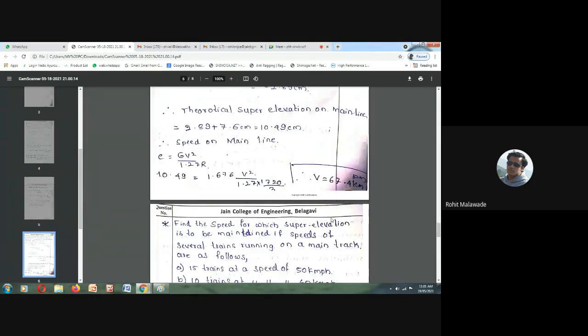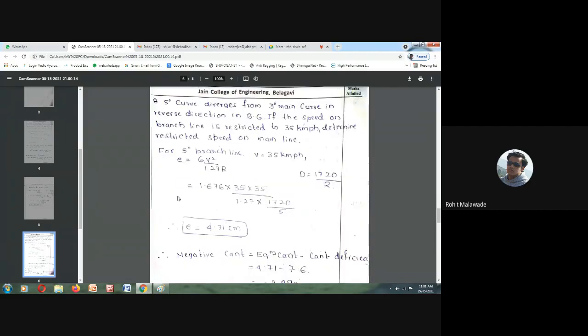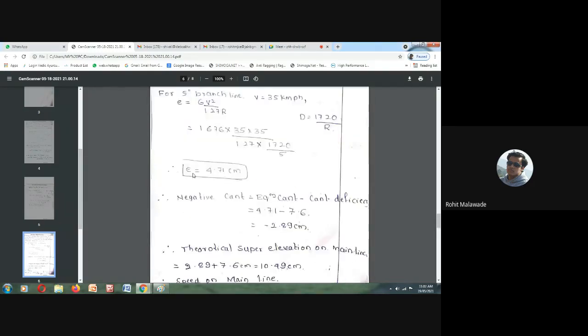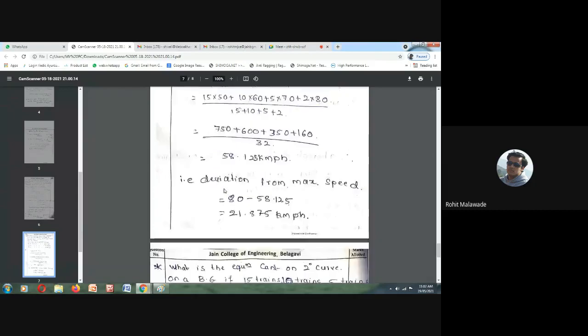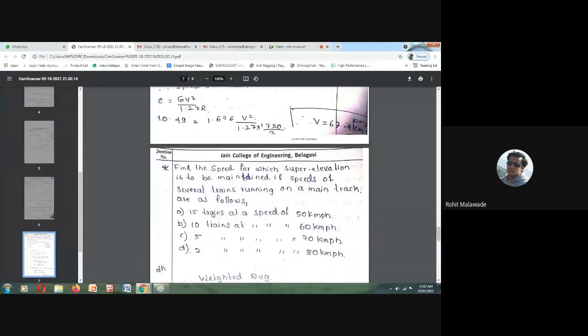So see, in this kind of problem, either the main line degree and main line speed will be given, or the branch line degree or branch line speed will be given. They will ask you to find the super elevation or the speed at the main line or the branch line. This is one type of problem that you are going to get in your main exam. Now we will see one more type of problem.